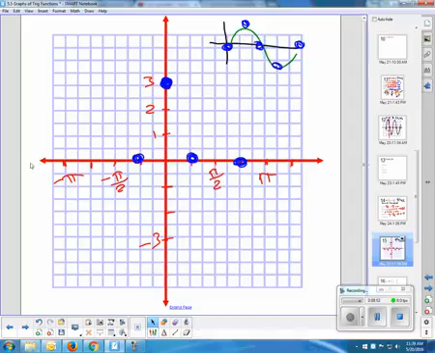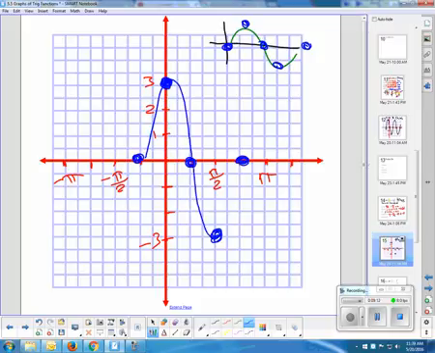Halfway between the second 0 and the third 0, between the middle of my period and the end of my period, I have a minimum. Here is the middle of my period. Here's the end of my period. Halfway between them, I will have a minimum. And so now I've graphed so far 1 period of my transformed sine function.